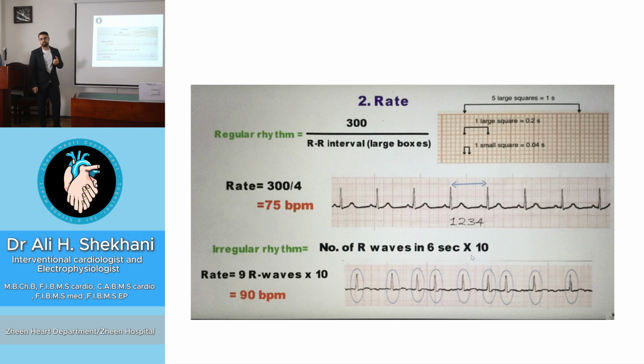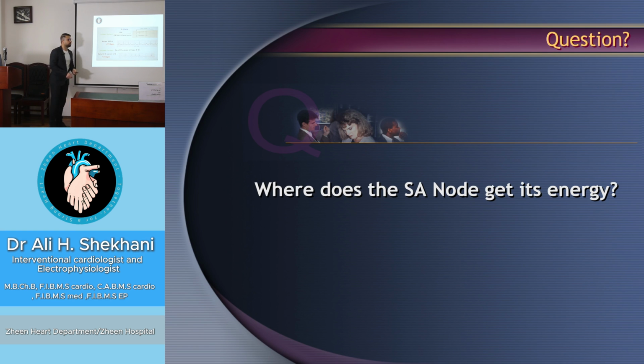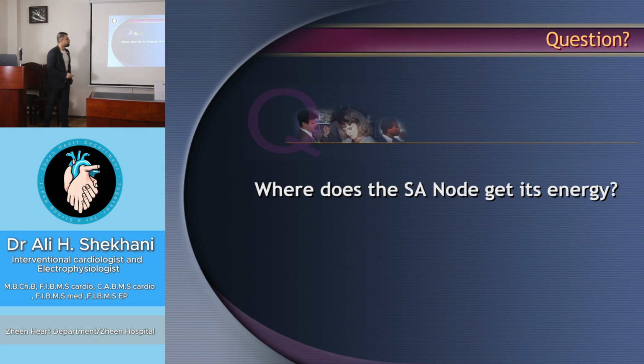However, if the heart rhythm is irregular, like in AFib or ectopic beats, for example, you have to count the R waves in 6 seconds and multiply by 10. Usually, as in this strip, we have 9 R waves in 6 seconds, and multiplied by 10 is equal to 90 beats per minute. Where does the sinus node get its energy?